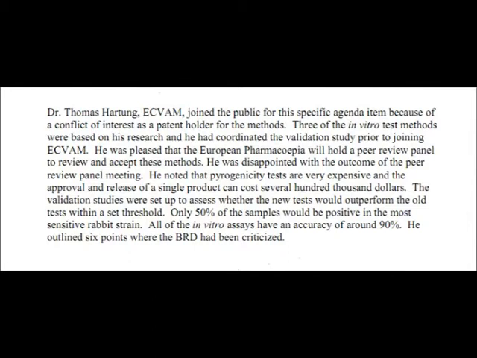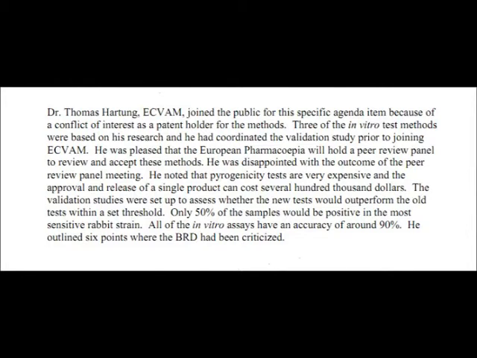Anyway, it goes on. It says Dr. Thomas Hartung was pleased that the European Pharmacopoeia, which is a big book with all the drugs that are allowed in Europe and how drugs have to be tested and the weights and the measures and everything you have to know about the drugs. There is a US Pharmacopoeia as well. But anyway, getting back, he was pleased that the European Pharmacopoeia will hold a peer review panel to review and accept these methods. He was disappointed with the outcome of the peer review panel meeting.